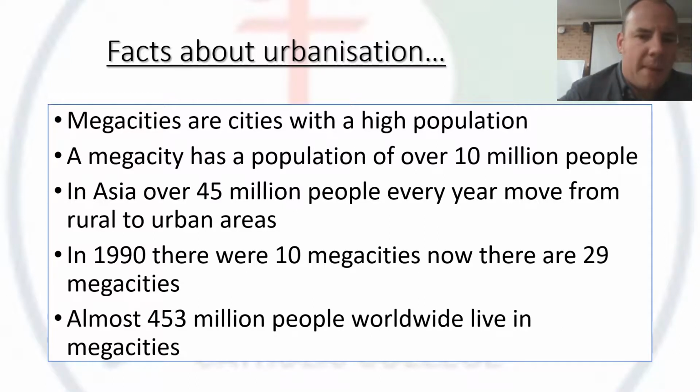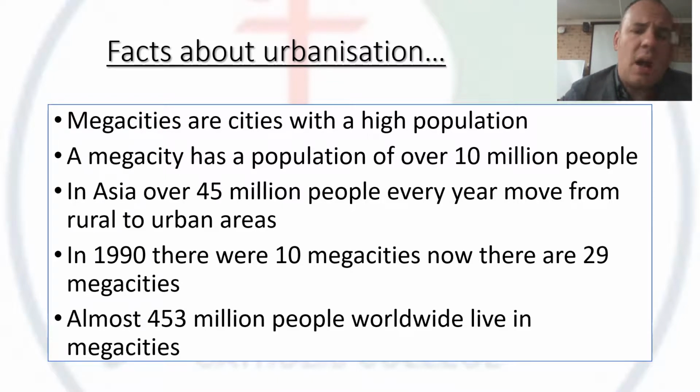These are some facts about urbanisation. As a consequence of urbanisation, this rapid movement of people, we have what's called megacities. Now, megacities are cities with a very, very high population, over 10 million. We don't have them in Australia. A megacity has a population of over 10 million. When we talk about 10 million people, we're talking about Sydney and Melbourne all living together in one city. So that's a consequence of urbanisation, megacities.